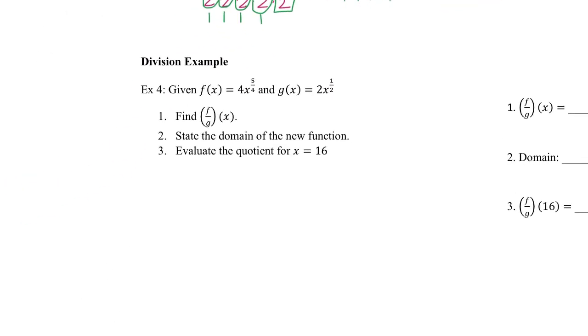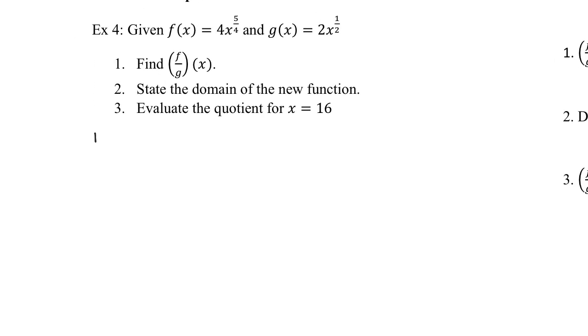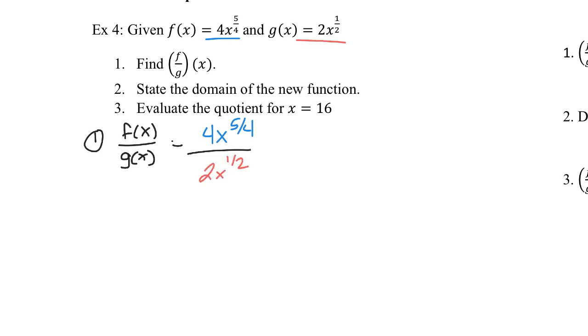Last example. f of x equals 4x to the 5/4, g of x equals 2x to the 1/2. Find f over g of x. So step 1 wants us to divide these functions. So we're going to have f of x over g of x. So f of x is 4x to the 5/4 over g of x, 2x to the 1/2.